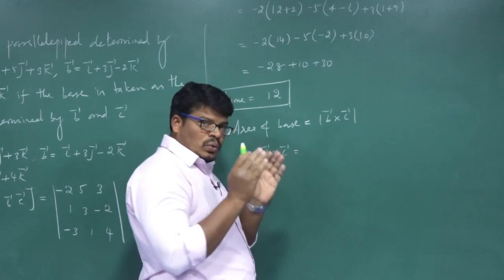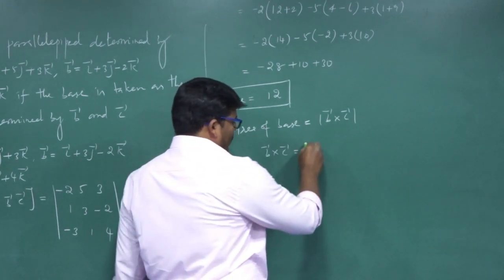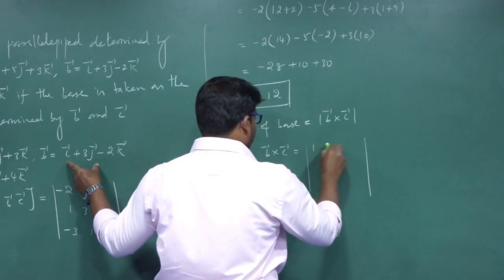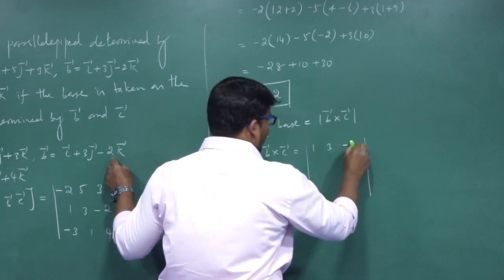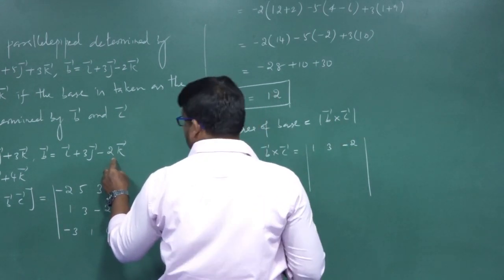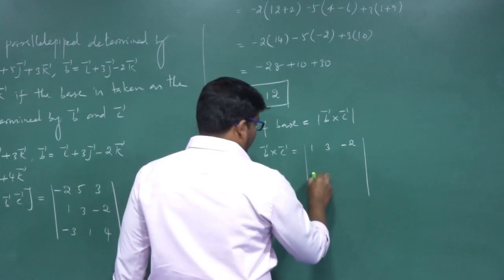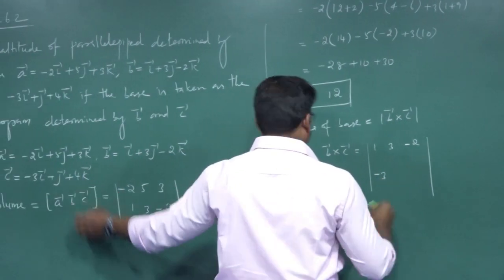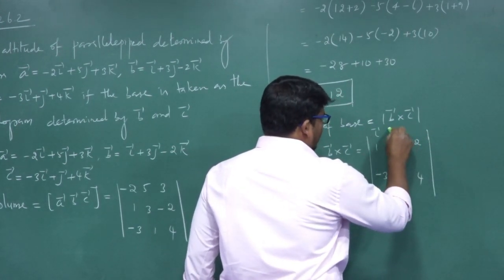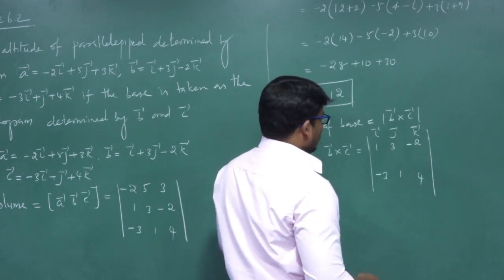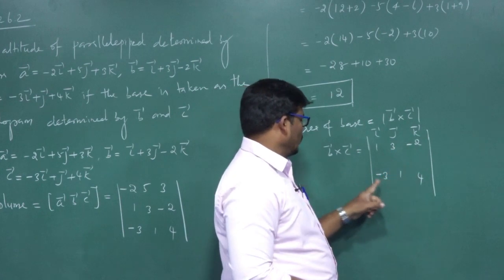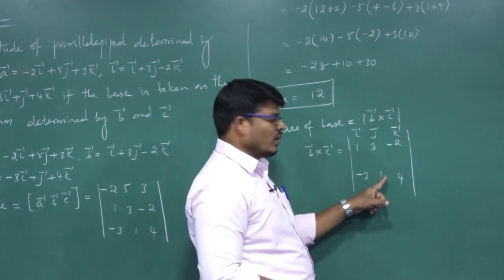B cross C, the vector product, using determinant form. Writing i, j, k in the first row, the components of B are 1, 3, -2, and the components of C are -3, 1, 4.